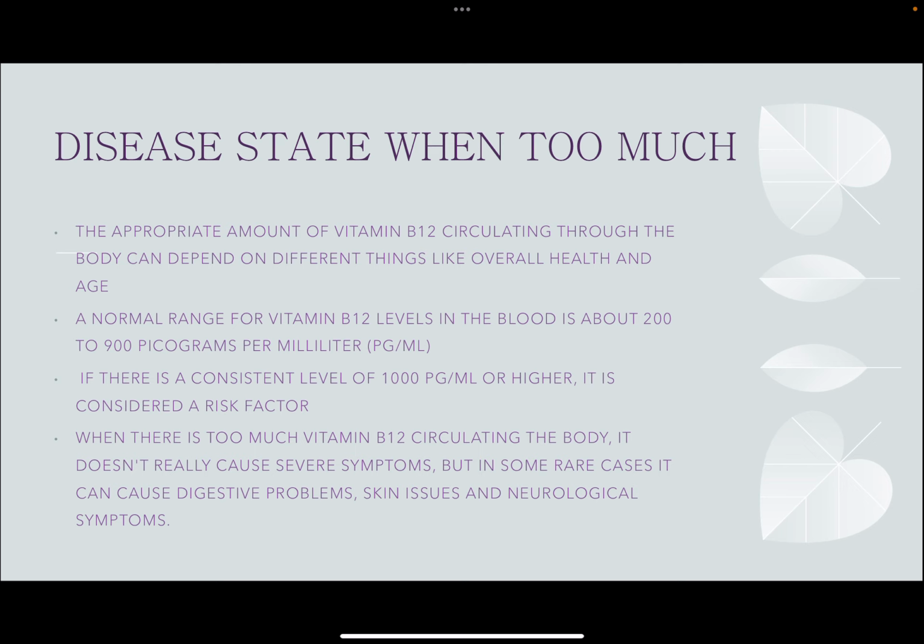Disease state when too much. The approximate amount of vitamin B12 circulating through the body can depend on different things like overall health and age. A normal range for vitamin B12 levels in the blood is about 200 to 900 picograms per milliliter. If there is a consistent level of 1,000 picograms per milliliter or higher, it is considered a risk factor. When there's too much vitamin B12 circulating in the body, it doesn't really cause severe symptoms, but in some rare cases, it can cause digestive problems, skin issues, and neurological symptoms.